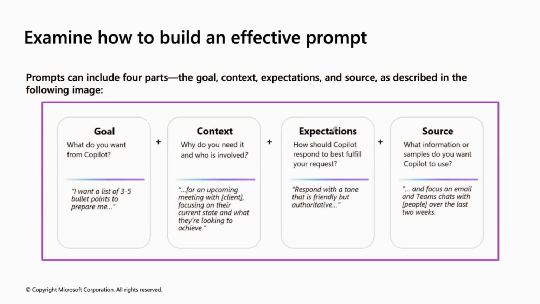Now, when you are writing your instructions, there are four main parts. The first one is your goal. Goal means what you want Copilot to do for you. For example, do you want Copilot to create some content for you, to summarize something for you, to do some research, to analyze the data, to prepare a list? So, what is your goal?